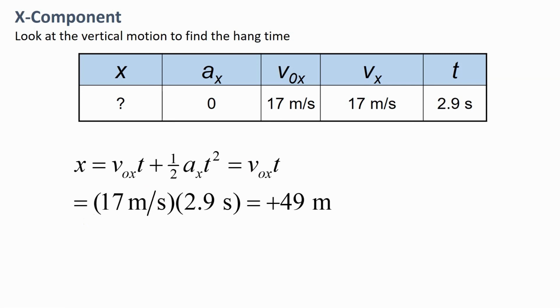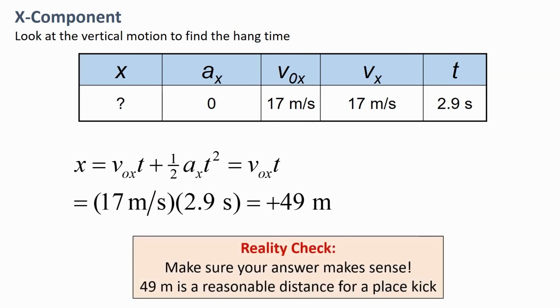going to the right. Now, we are not done with this problem because we always end everything with a reality check. Does my answer make sense? Have I messed up somewhere? If I'm kicking a football, 49 meters, that's about a little over 50 yards. That's a totally reasonable distance for a place kick.